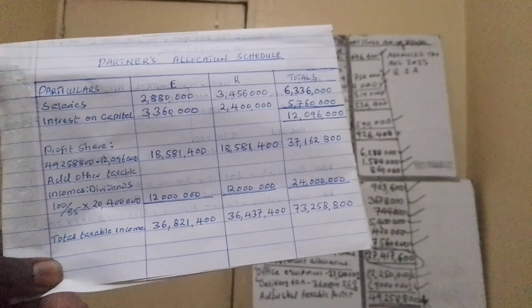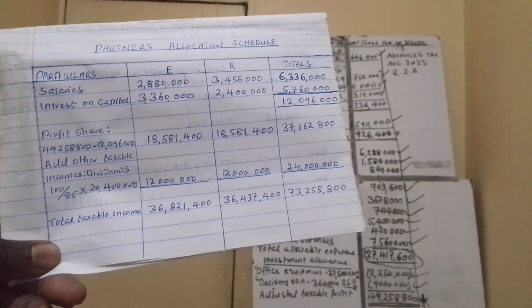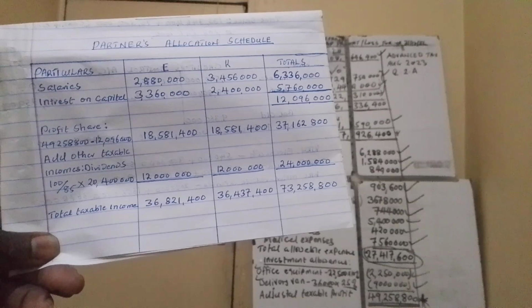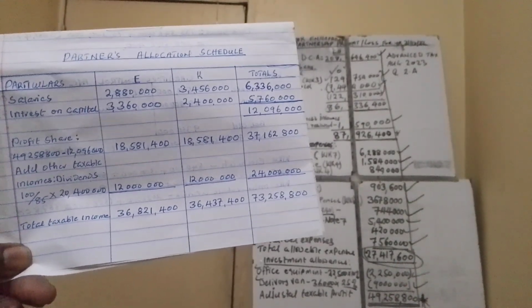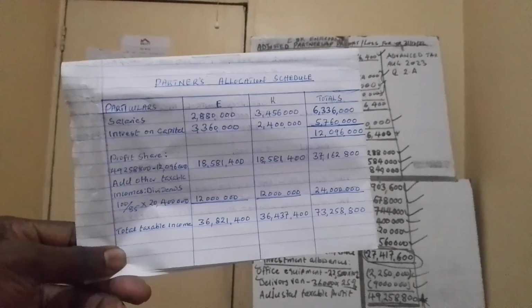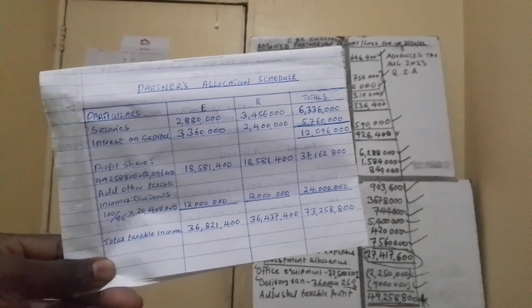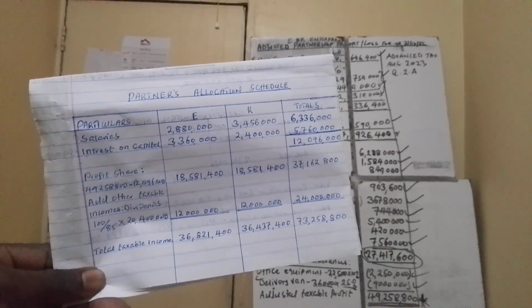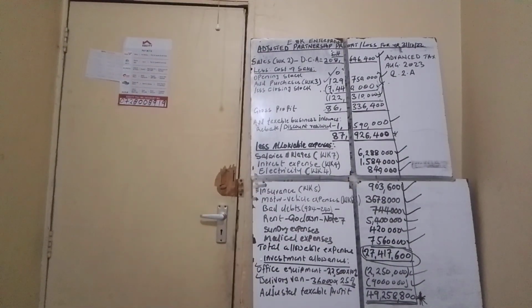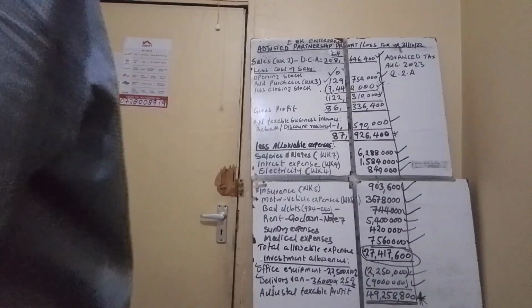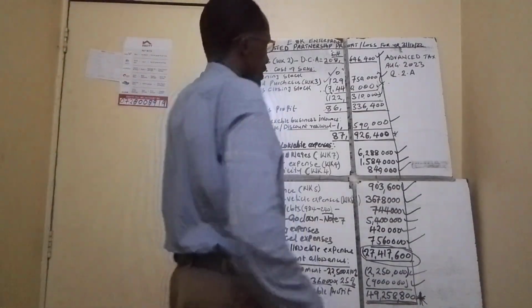18,581,400 plus dividend income 12 million. Total taxable income, that's 6 million for that 7,000, and the totals are there. So that is how you prepare a partner's allocation schedule. So I believe that one has helped you to understand how to tax a partnership.